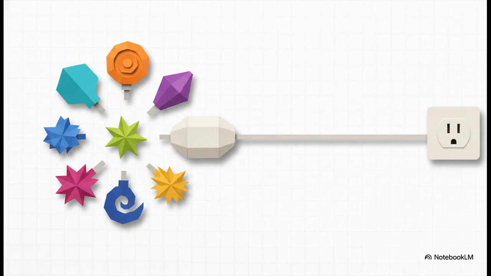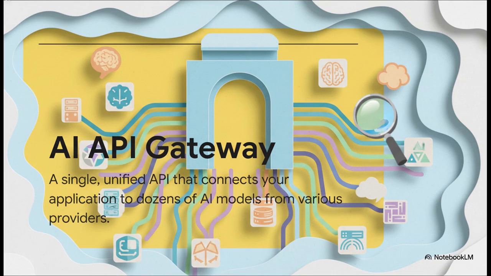Think about it like a universal travel adapter. One simple plug that just works everywhere. What if you had that, but for AI? One connection that hooks you into every model you could ever want. Well, that's precisely what an AI API gateway is. It's this single, unified API that acts as your one-stop shop. It connects your app to dozens of different AI models from all the big providers. So instead of you having to connect to each one individually, you just connect to the gateway. It handles all the complicated stuff in the background. It's just so much simpler.